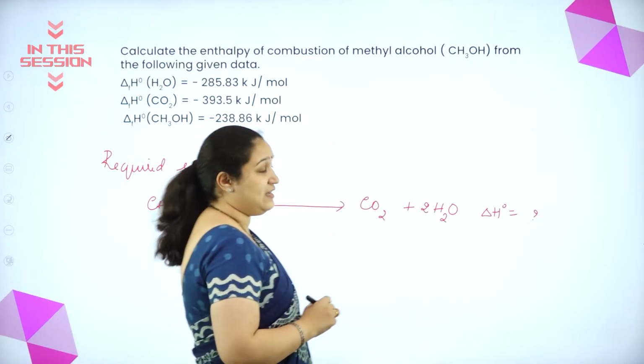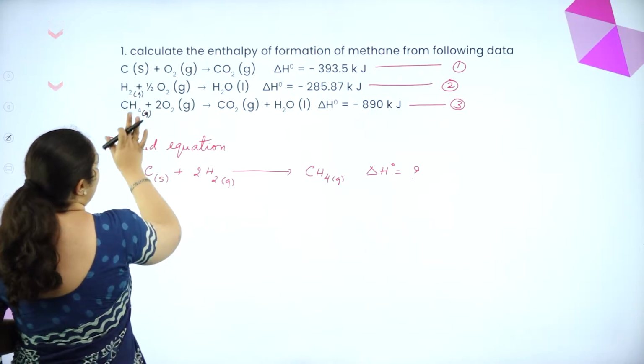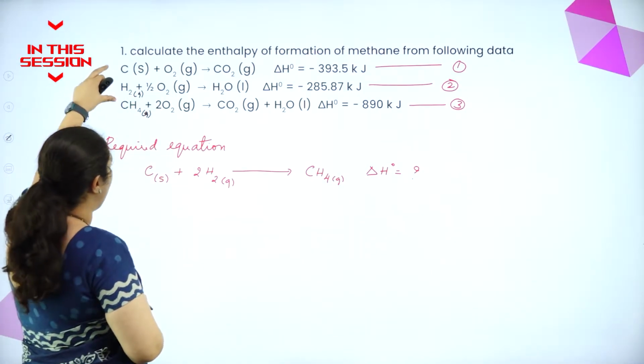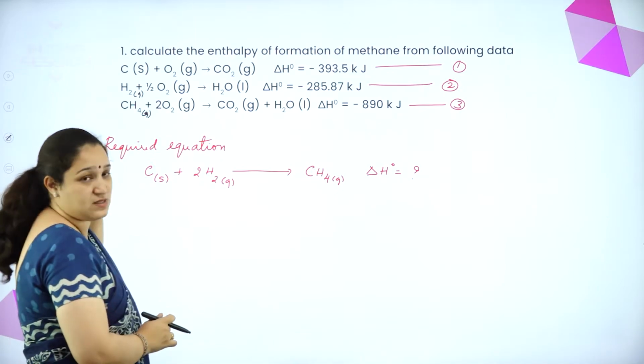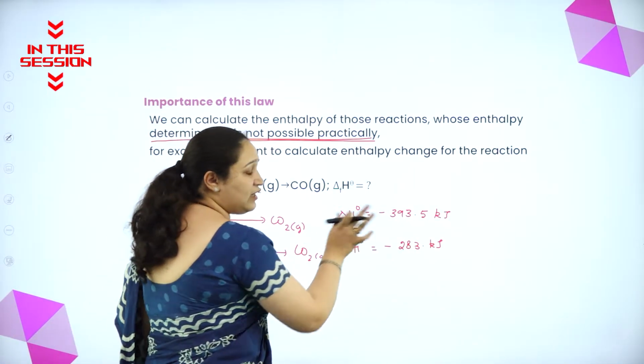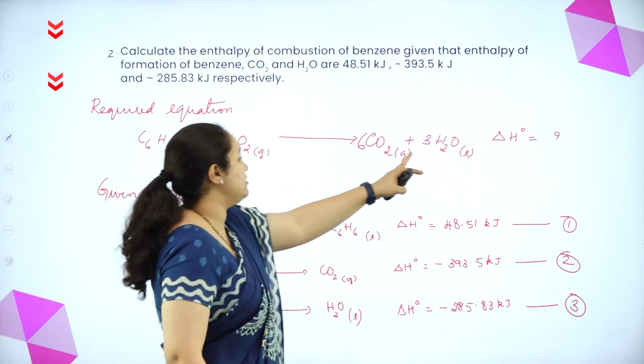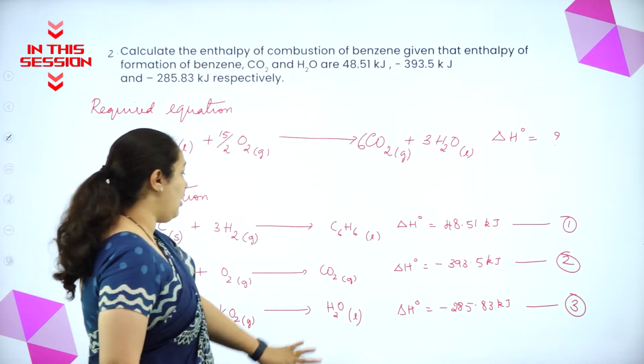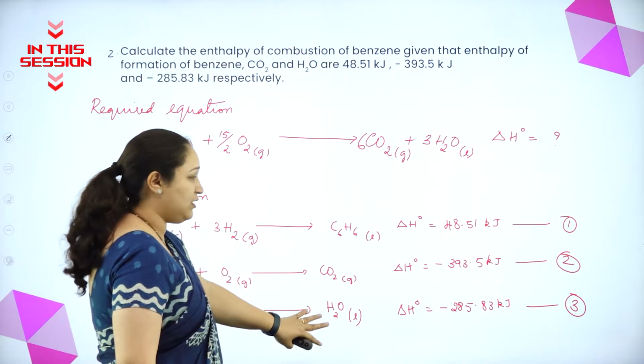Okay, what is given? So I want carbon and hydrogen on my reactant side. So equation 1 and equation 2, I'll keep it as it is. When I reverse the equation, the value also will reverse, that's all. I need carbon dioxide and water on the product side and it is there on the product side. So 2 and 3, I'll keep it as it is.